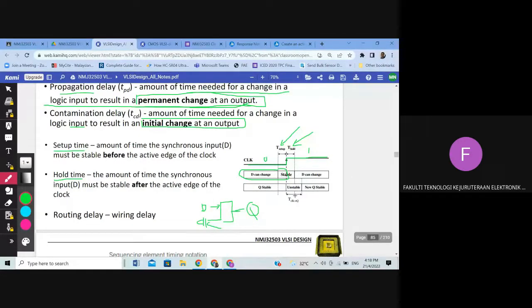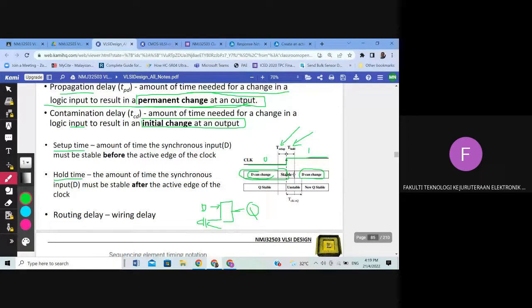Okay, remain the previous value. Like this one, D remains the previous value during the T setup until the end of T hold. And then after that, D can change. See? D can change. And before that, T setup, D also can change. But during the setup time and hold time, the input D must be stable. They must be the same value.